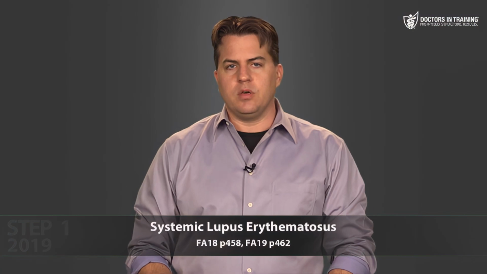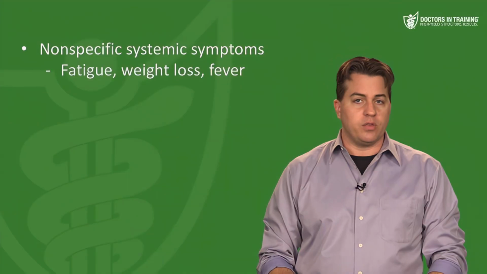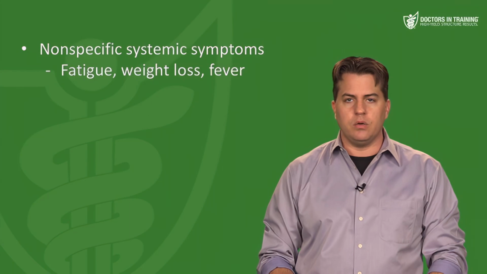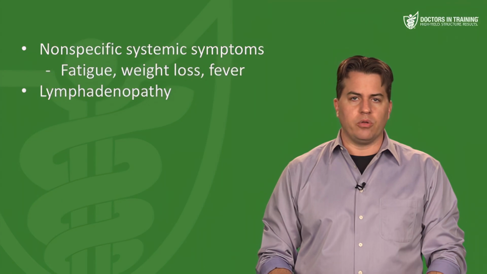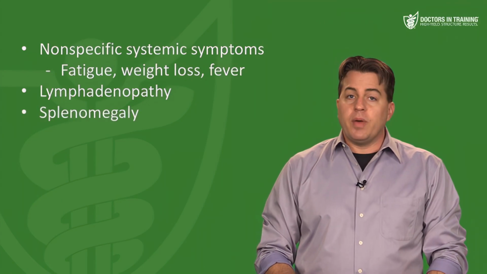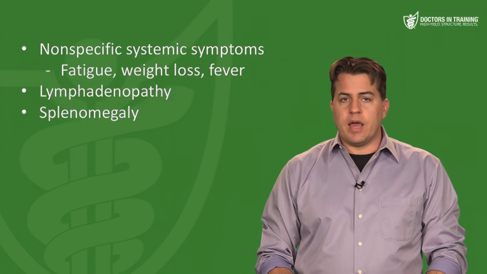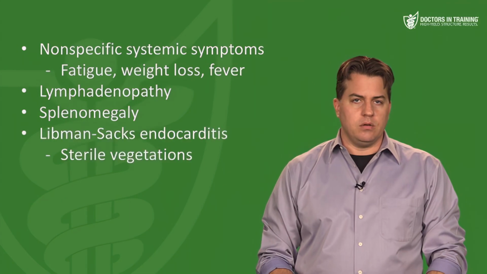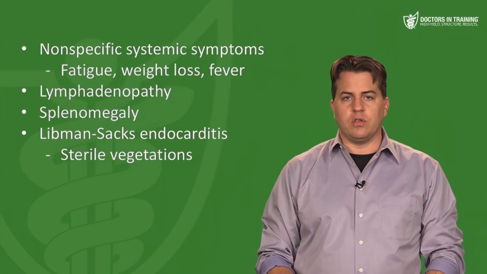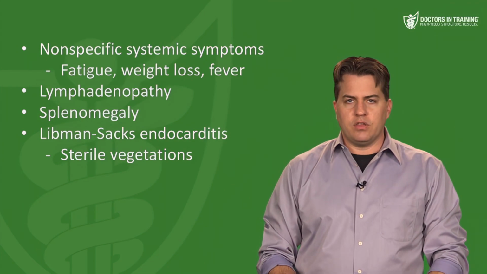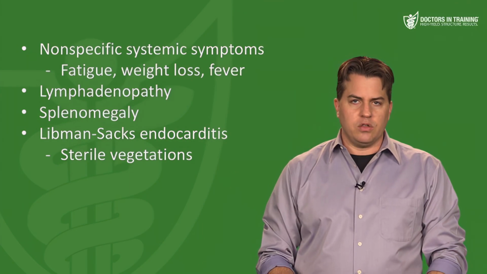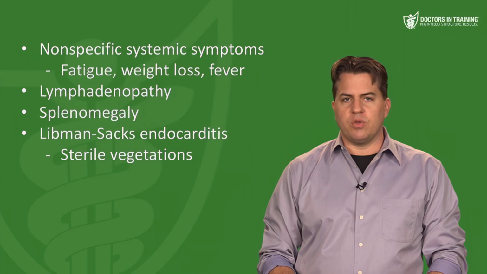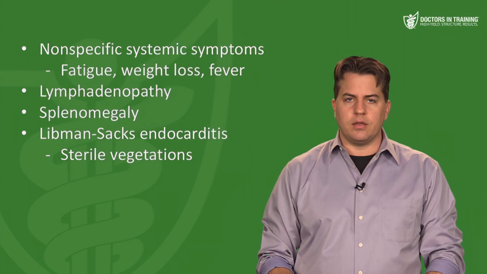Lupus is a disease with a zillion possible presentations. Patients can have nonspecific systemic symptoms such as fatigue, weight loss, fever. Patients can have lymphadenopathy in the neck, the axilla, or the groin. And they can have some splenomegaly as well. Patients can acquire a type of endocarditis called Libman-Sacks endocarditis, where they have sterile vegetations on their heart valves. So these look like the vegetations of bacterial endocarditis, but nothing grows on culture. They're sterile vegetations. So it may help you to remember that patients with SLE can get LSE, or Libman-Sacks endocarditis.